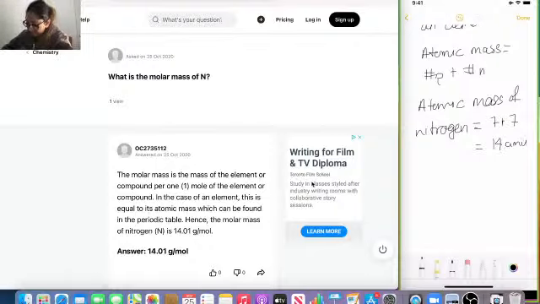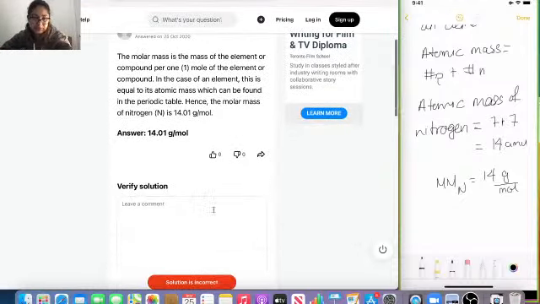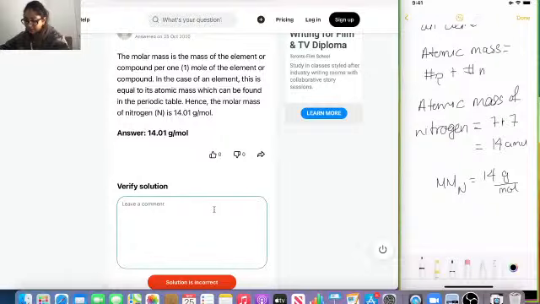This is also equal to the molar mass, so we can also say that the molar mass of nitrogen is 14, but keep in mind the units change. When we're talking about molar mass, it's grams per mole. So the molar mass of nitrogen is 14 grams per mole. I would suggest using the exact values from the periodic table. Here I just rounded it.